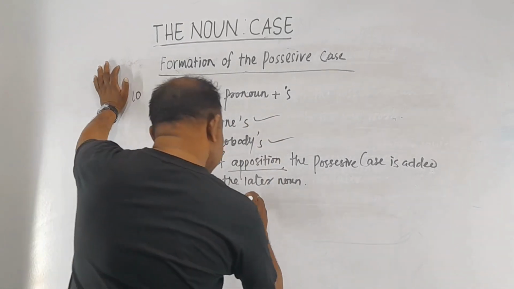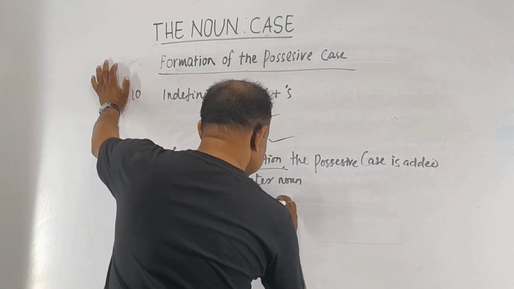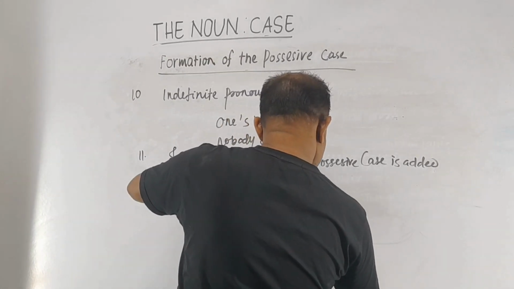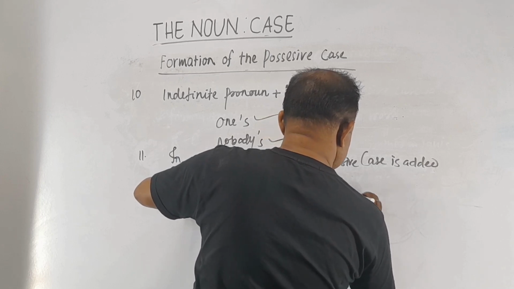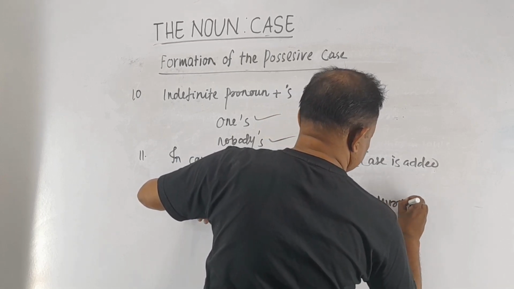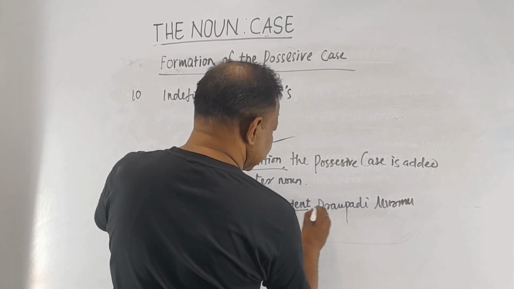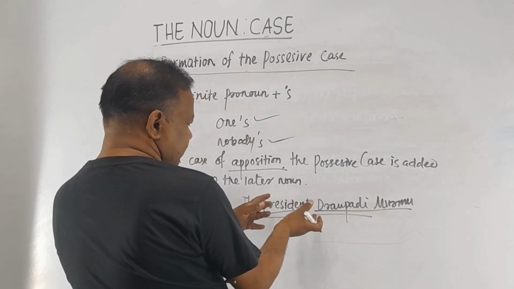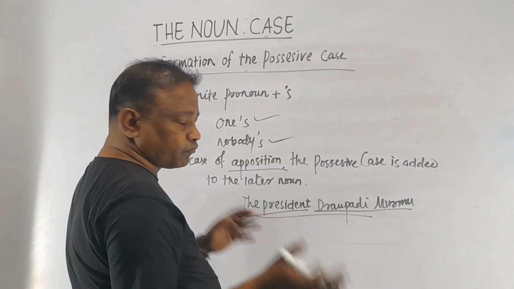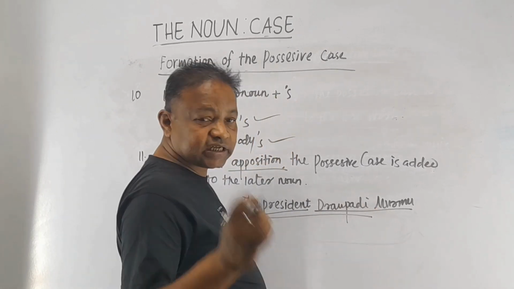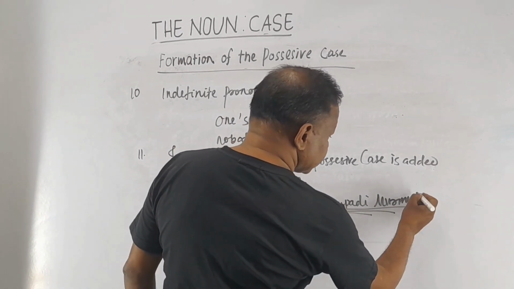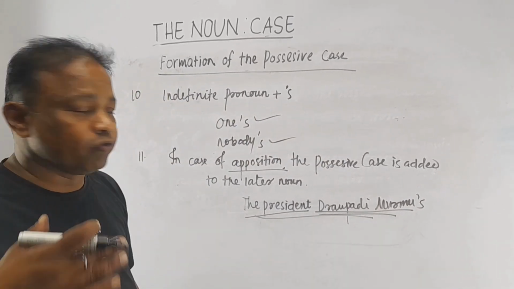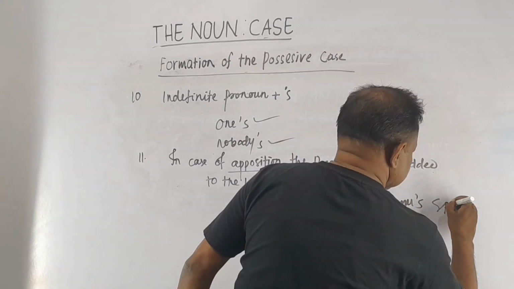For example, you want to write the president Draupadi Murmu. Listen, the president and Draupadi Murmu. This one is what? Apposition case, because Draupadi Murmu is placed very nearby the word the president. When you want to add the possessive case, this one is the latter word, so you need to add apostrophe s here. So the answer is the president Draupadi Murmu's speech. Am I right? Yes. Speech.